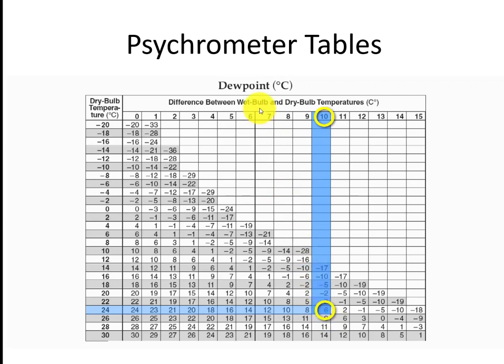So if the wet bulb temperature is 34 degrees Celsius, dry bulb is 24 degrees Celsius, that's a difference of 10. Come down until you find 24, and that gives you the dew point, which you can find in the title of the table.